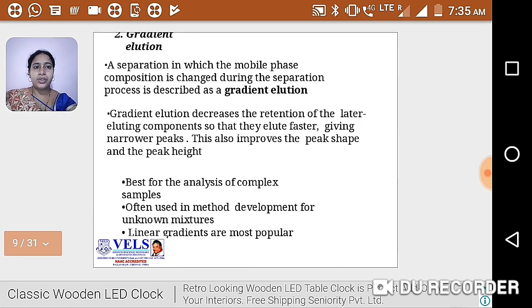Whereas in gradient elution, a separation in which mobile phase composition is changed during the separation process is called as gradient elution. Gradient elution decreases the retention of later eluting components so that they elute faster, giving narrower peaks. This also improves the peak shape and peak height. Best for analysis of complex samples, often used in method development for unknown mixtures, and linear gradients are most popularly used by using this technique.